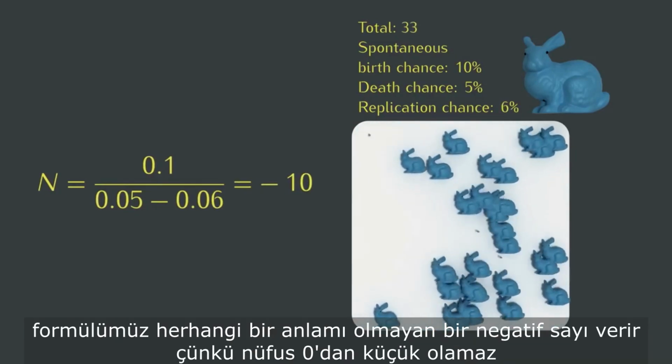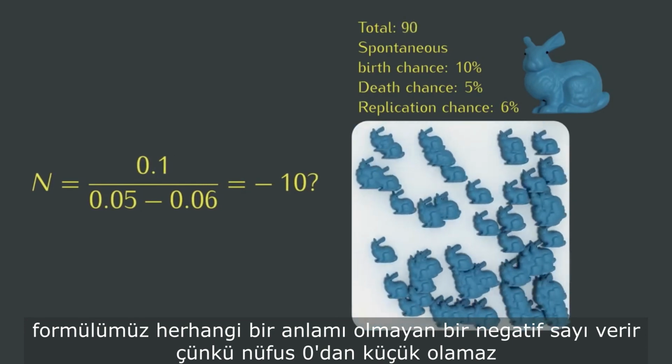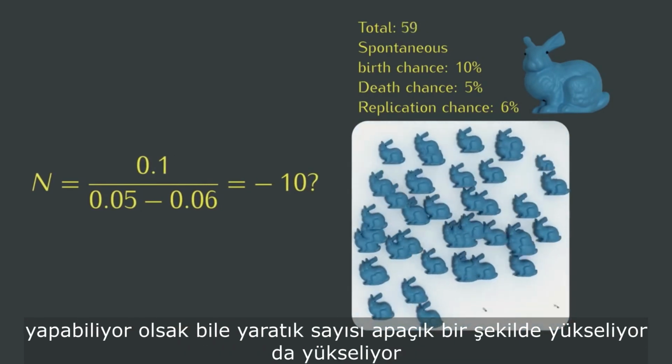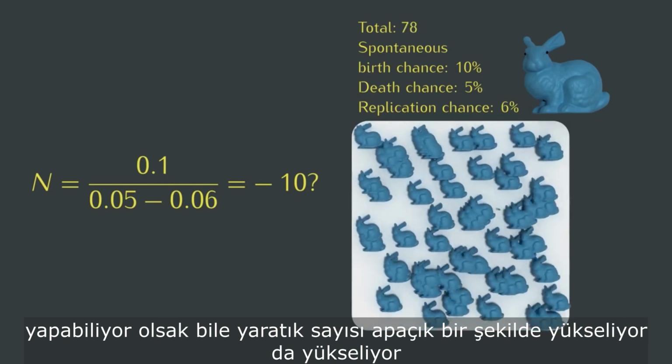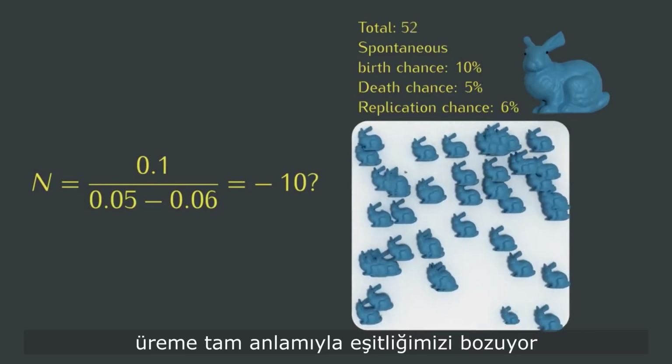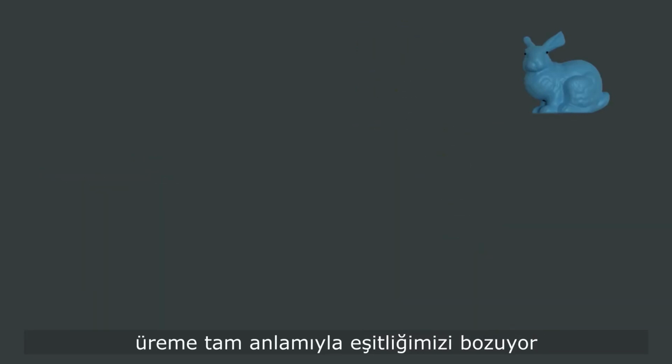and if the replication chance goes higher than the death chance, our formula gives us a negative number for n, which makes no sense because we can't have a negative number of creatures. And even if we could, the number of creatures is clearly going up and up and up and not getting closer to that negative number. Reproduction quite literally breaks our equation.